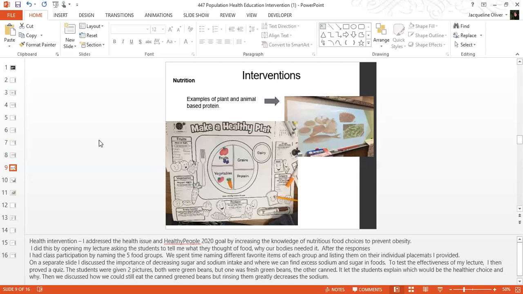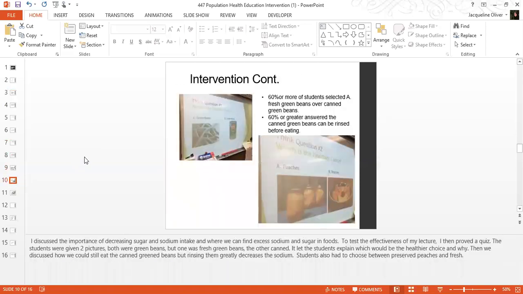To test the effectiveness of my lecture, I also provided quizzes that discussed how to avoid excess sodium and sugar. Here, more than 60% of the students were able to answer my questions correctly, choosing fresh greens or fresh fruits over canned or preserved fruits to avoid the excess sodium and sugar.